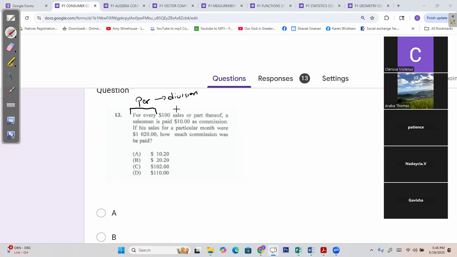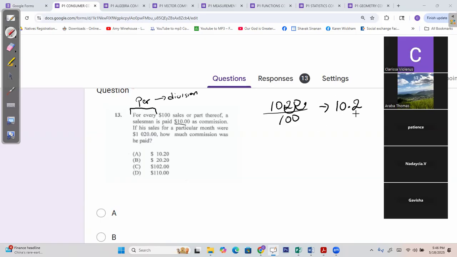Okay? And for each one that you get, so your answer after you divide, you multiply by the $10. If his sales for a particular month is this money, which is what? 1,020. Because it's for every, that means we're going to divide by 100. Everybody with me? So we need to find out how many units he could make because every unit is $10. So because this is divided by 100, you see they make it easy. You put your point to the back and you jump how many times? Twice. 1, 2.